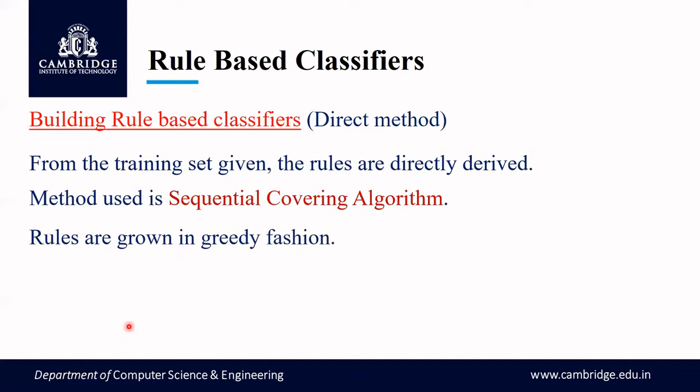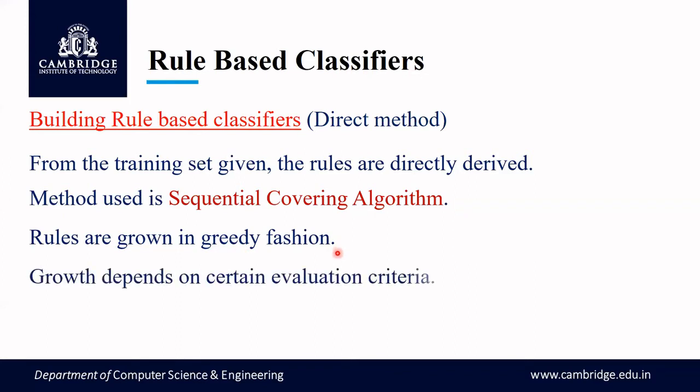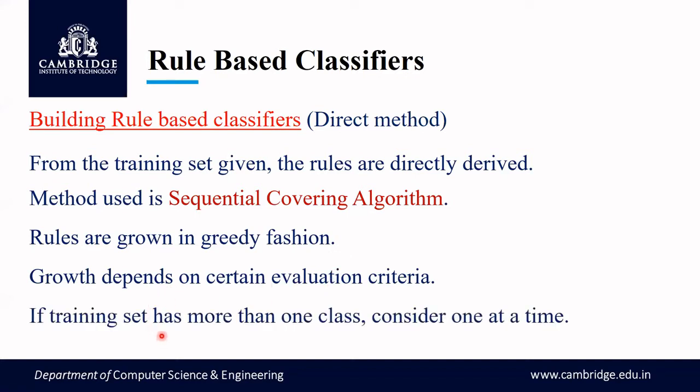With respect to the sequential covering algorithm, the rules are grown in a greedy fashion, and the growth depends upon a certain evaluation criteria or evaluation measures. We will see what those are. If the training set has more than one class, then growing the rule will be in such a way that we will consider class by class. First we'll consider one class and derive all possible rules for that particular class. Then we'll consider the second class, derive all possible rules for that class, and it goes on. This is what a greedy fashion means.